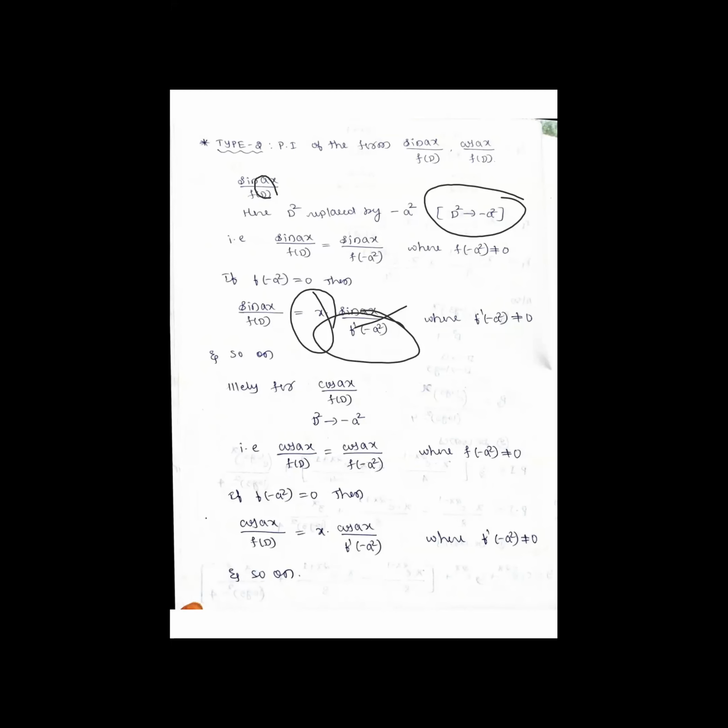So earlier it was D, now it is D square. D is replaced by a, D square is replaced by minus a square. Only this much you have to remember here. This point is very, very important. The same procedure holds good for sine, and the same procedure holds good for cos. Okay, so we can see some examples.